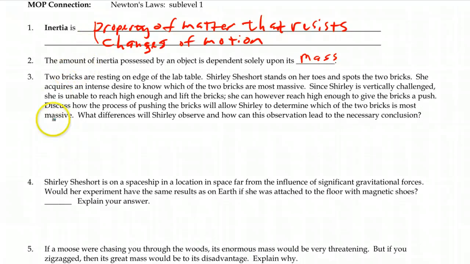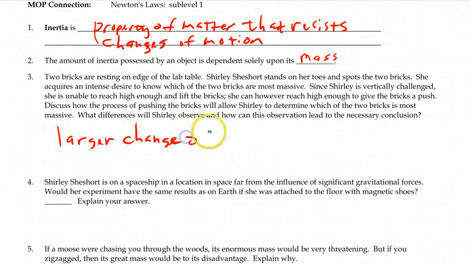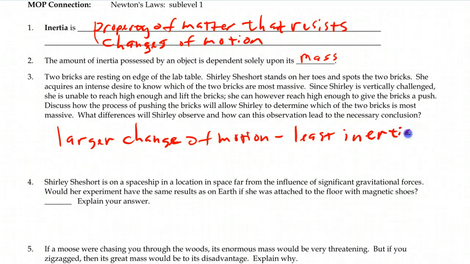Now, the one with the larger change of motion, so the one that speeds up the most, the one that has the most obvious higher rate of acceleration, must have the least resistance to that change of motion, so it must have the least amount of inertia. Therefore, it must have the least amount of mass. Again, as she's doing this experiment on the Earth, that would also be the least amount of weight, because the weight is directly proportional to the pull of gravity of the Earth.